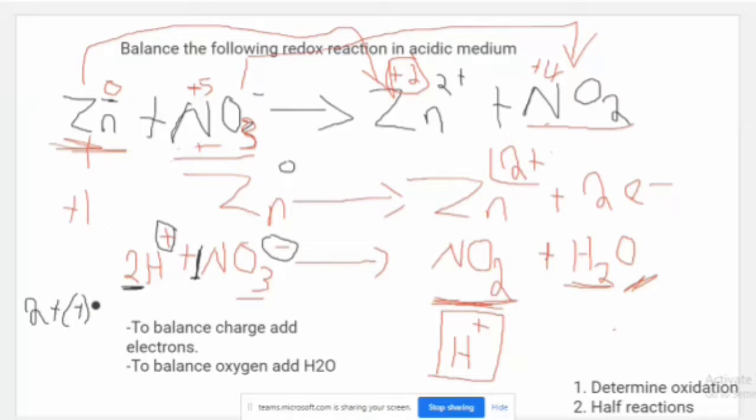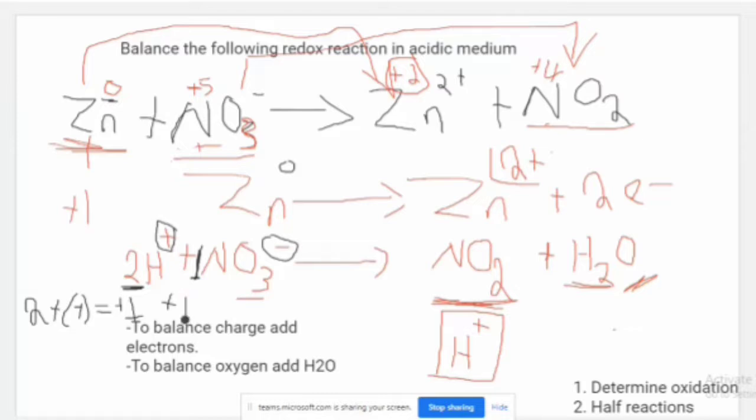Are you with me? Yes. So the overall charge is going to be plus 1 on the reactant side. Is it making sense now? Yes. So the overall charge here is plus 1.